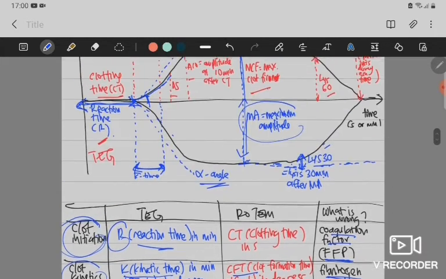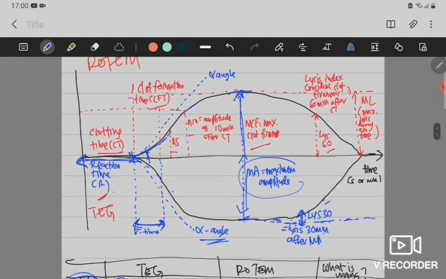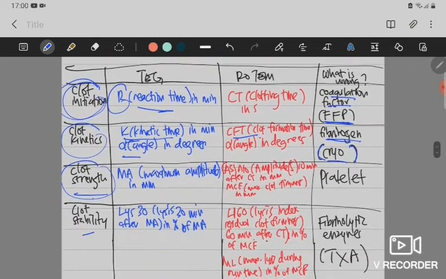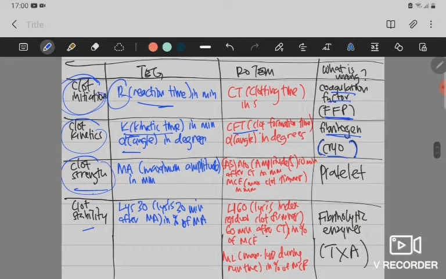And then we move on to the clot strength. That is the peak of it. That's the plateau, the maximum amplitude, the maximum clot firmness for ROTEM. This is a problem with platelets. So any issues with the maximum amplitude, it refers that there's a need to give platelets to the patient.